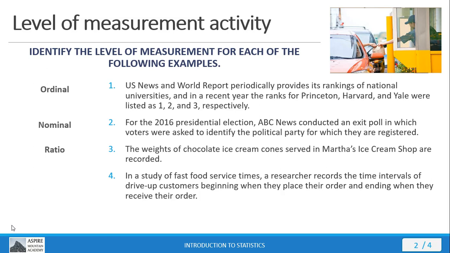Next at bat, we have a study of fast food service times in which the time intervals of drive-up customers, beginning when they place their order and ending when they receive their order, are recorded. Well, again, this is ratio. Our data are times, which are definitely quantitative data. That means we have either the interval or ratio level of measurement. But which is it? We have a natural 0 point, and so that means we have ratio data.